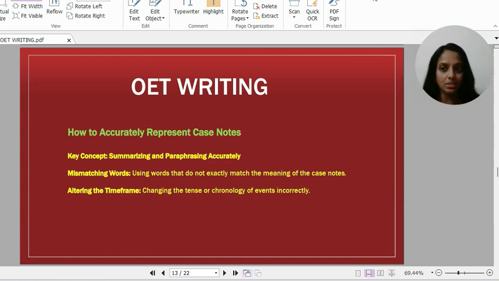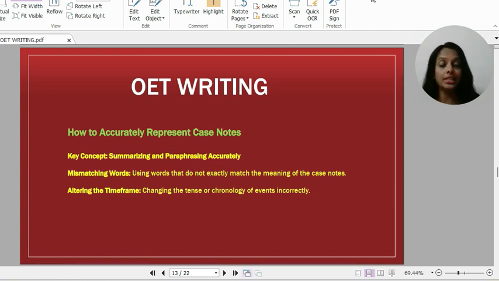and real-world examples. One of the most critical aspects of the content criteria in the writing subtest is accurately representing the case notes. This ensures that the reader has a clear and precise understanding of the patient's situation. Misrepresenting information, even unintentionally, can lead to confusion or incorrect interpretation. So, during the writing subtest, you are required to summarize or paraphrase the parts of the case notes that are relevant to the reader. While doing so, it is essential to maintain the original meaning without altering the context or time frame.